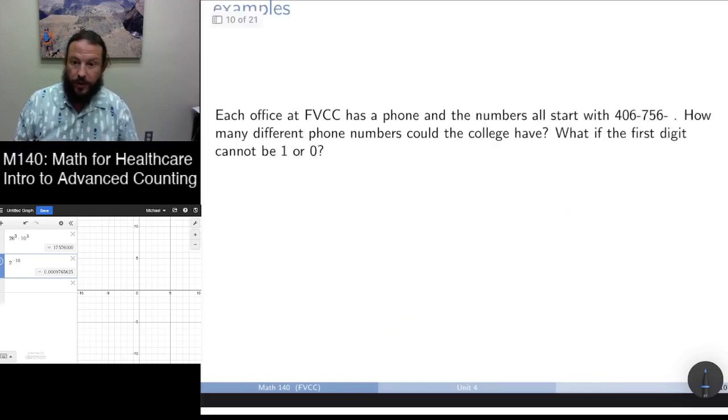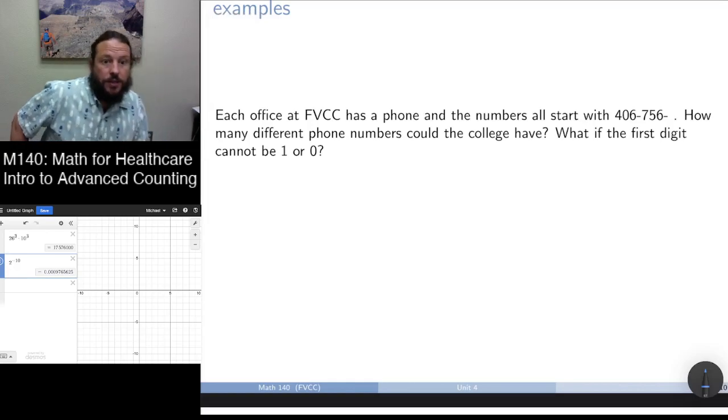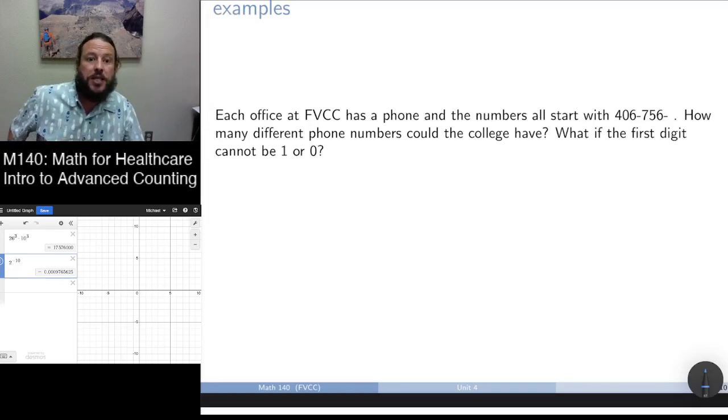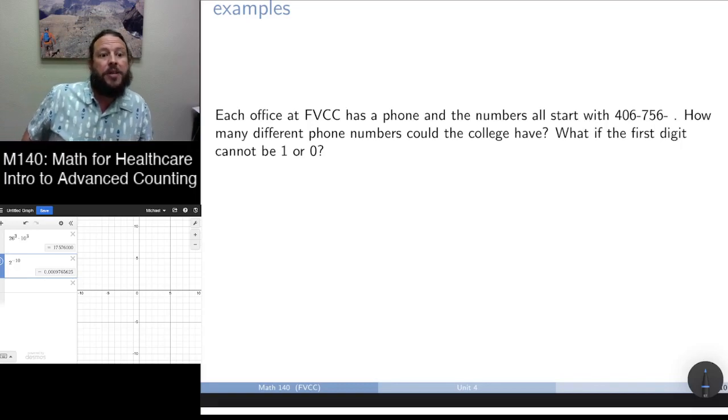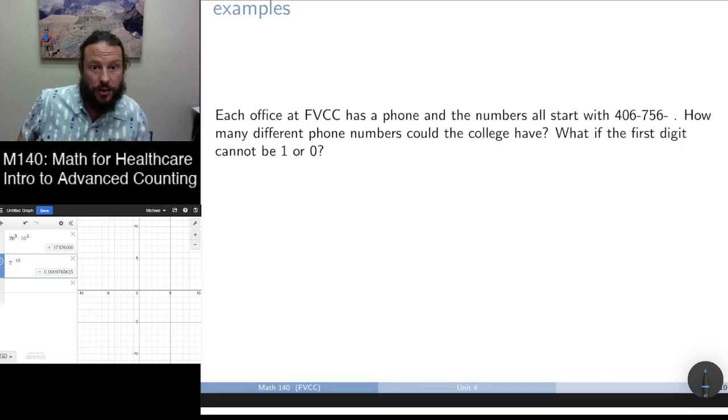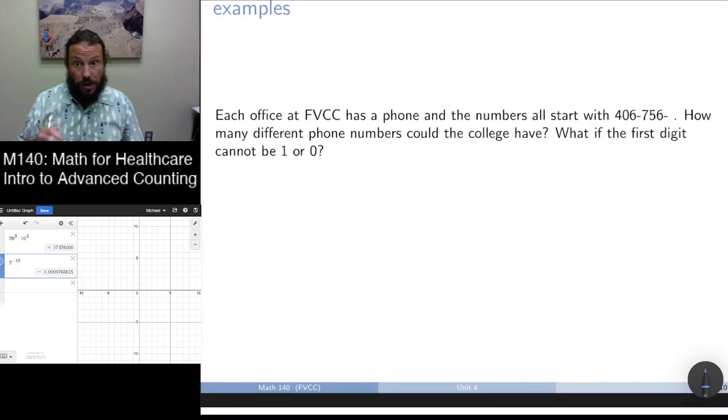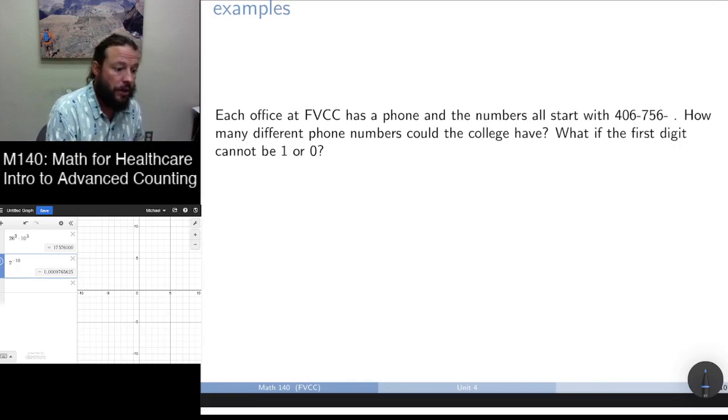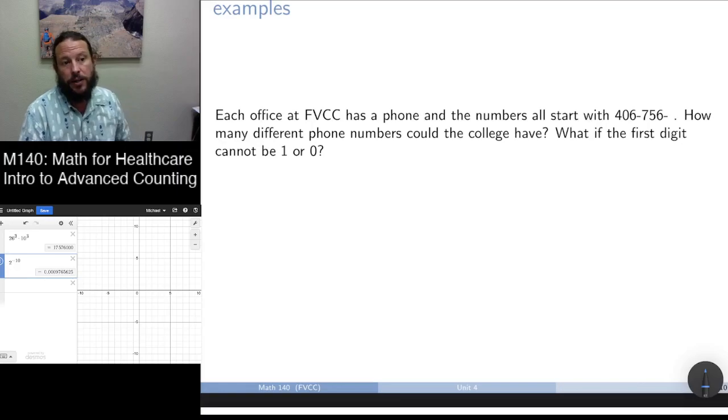Oh, I keep on forgetting that that's not the way that works. All right, so each office at FVCC has a phone, and all the numbers start with 406-756. How many different phone numbers could the college have? What if the first digit cannot be 1 or 0? So notice this isn't a probability problem. This is just counting the number of things here. You have to be careful and pay attention to that. Sometimes they'll just ask you to count the size of it, and at other times they'll ask for the probability.